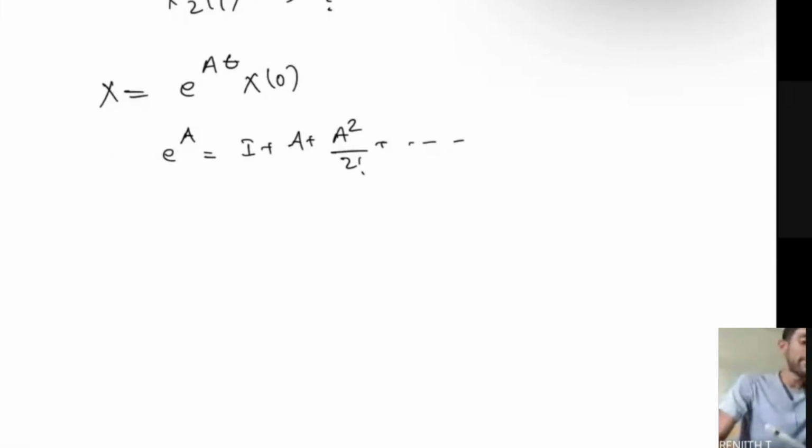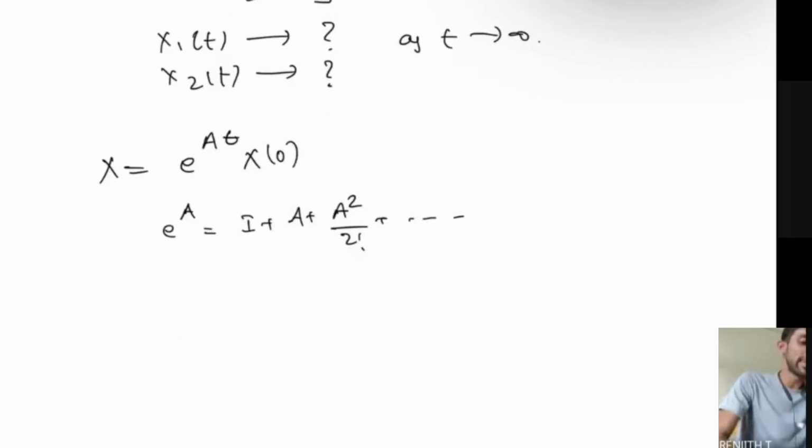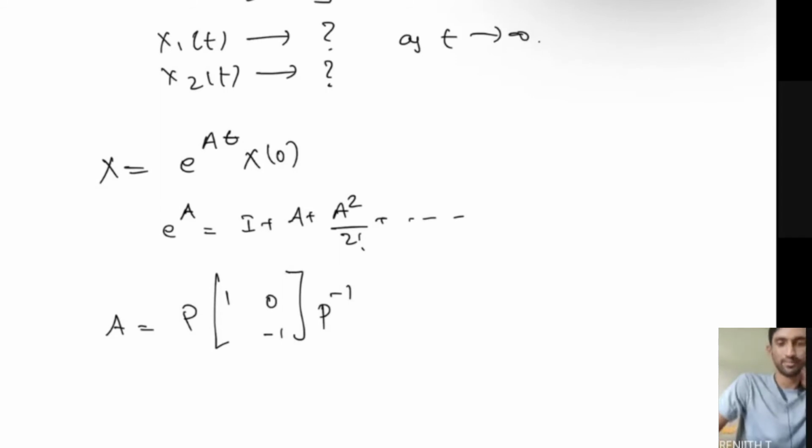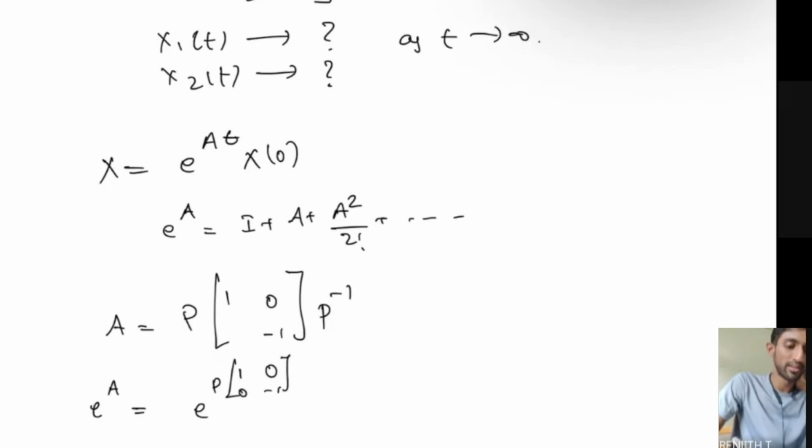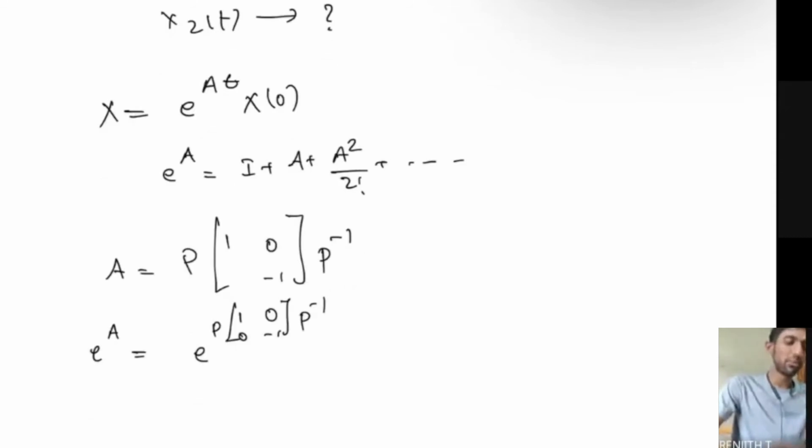Here, since A is diagonalizable, A can be written as some P times the eigenmatrix with eigenvalues 1, 0, -1 times P inverse. You will get elements like this. Then what will be e power A? e power A will be P times e power of the diagonal matrix 1, 0, 0, -1 times P inverse. So you can verify these things.